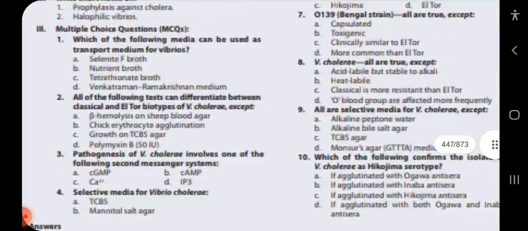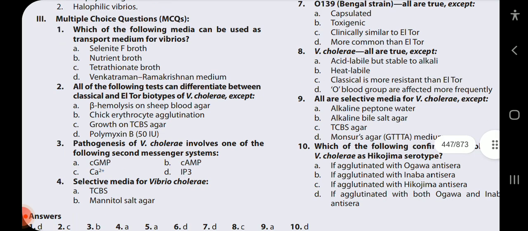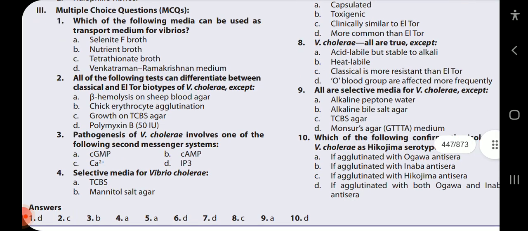Now coming on to the MCQs. Which of the following media can be used as transport medium for vibrios? First, the Venkatraman Ramakrishnan medium. Second, which of the following tests can differentiate between classical or El Tor biotypes of Vibrio cholerae except, okay, so which cannot differentiate. Beta hemolysis on sheep blood agar can, chick erythrocyte agglutination can differentiate, growth on TCBS agar no, because both show the growth, and polymyxin B can differentiate.